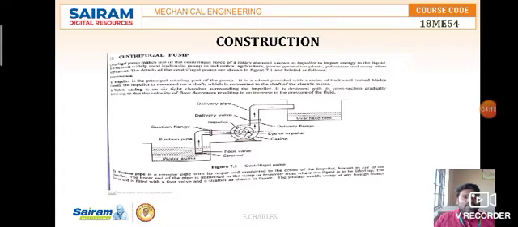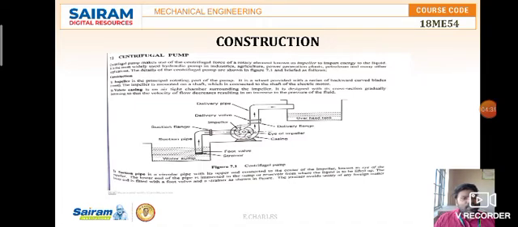So these two, the suction pipe and the delivery pipe, are connected to the centrifugal pump, right? The impeller of the centrifugal pump, and then we have the eye of the impeller and the casing to support that. So these are the construction details of the centrifugal pump.